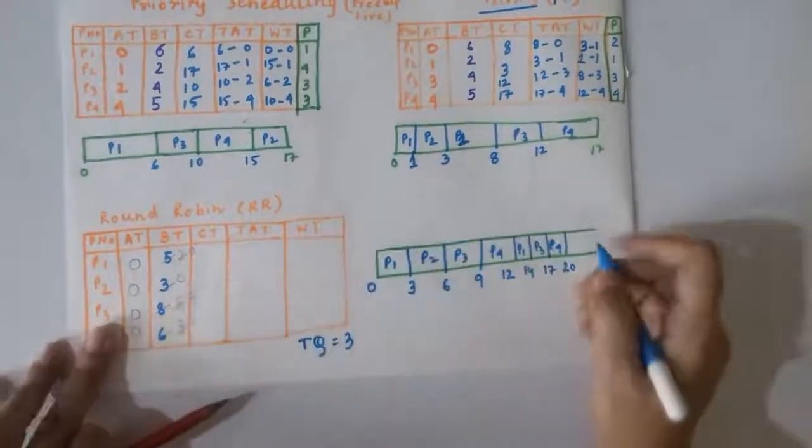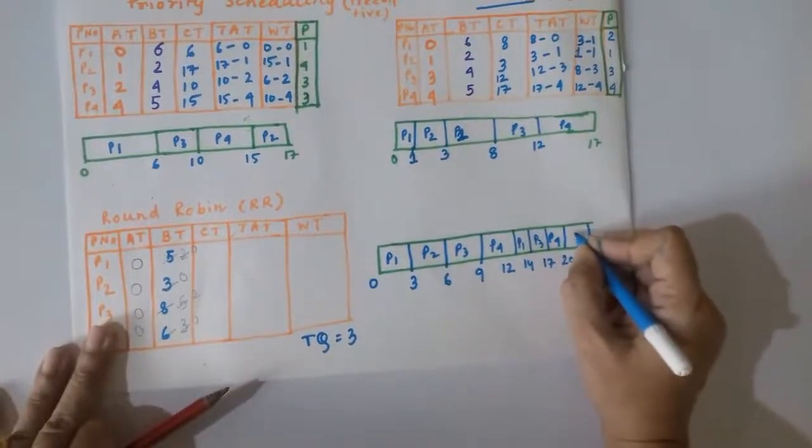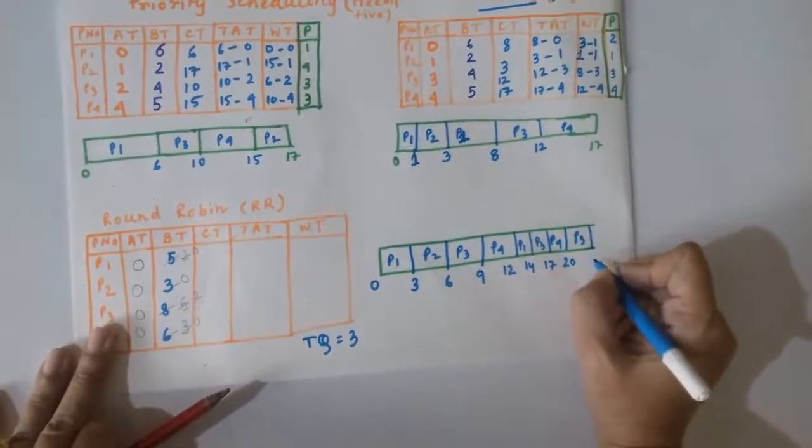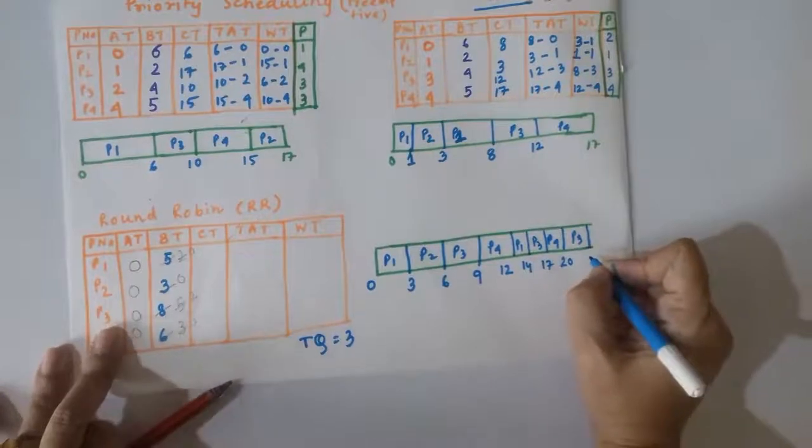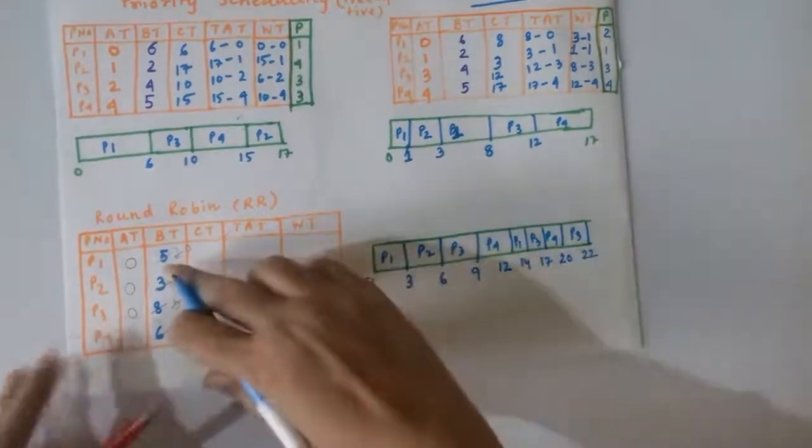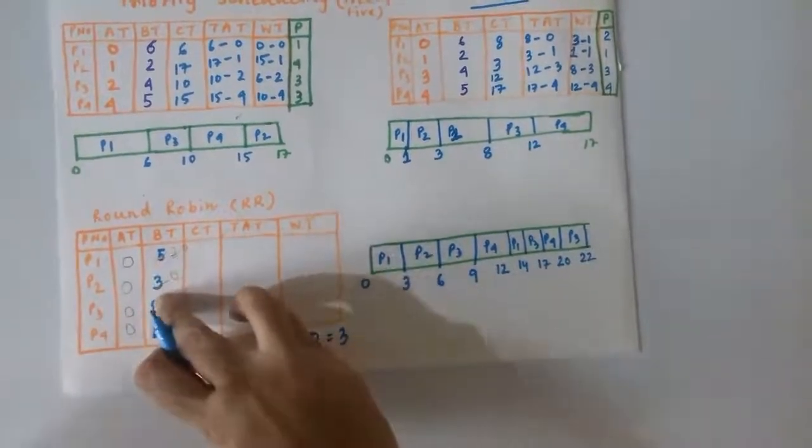Now this is already done, so the only one pending is P3. So P3 will be executed. How much is left out for P3? It is 2. So 22. Calculate 5 plus 3, 8 plus 8, 16.